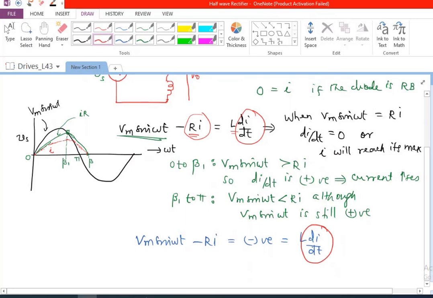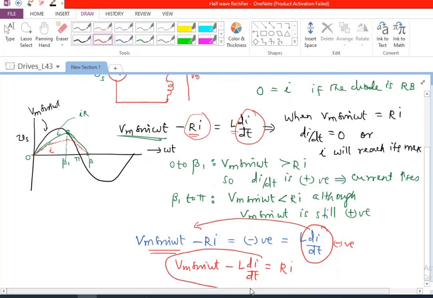Inductance is a positive quantity. It cannot be negative. So L di by dt, out of this, di by dt is going to be negative. So this is negative, and Vm sin omega t is positive. So if I take it to the other side, Vm sin omega t minus L di by dt equal to Ri. But this minus L di by dt will now be positive because L di by dt is negative, so minus L di by dt is positive. So these two join hands to take care of the resistance drop.